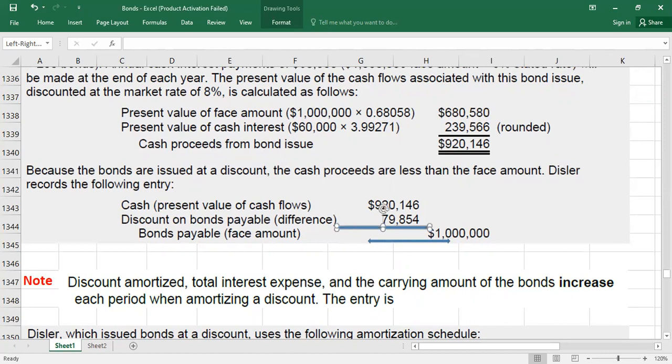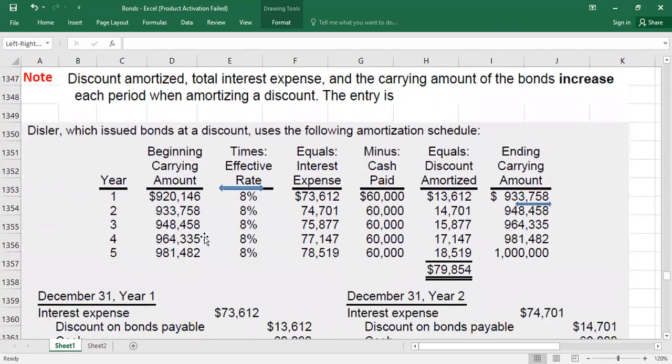And how it will work, let's have a look with the help of an example. The same example we are going to continue. So here, first of all, in the first column we will write years, because this discount is going to be amortized over the 5 years. Then you will write the beginning carrying amount of the liability. Then you will multiply with the effective rate. Don't forget it is the effective rate, the market rate. Then it will equal the interest expense, which you will record in the income statement. Then you will subtract the cash payments, which is the interest you are going to pay.